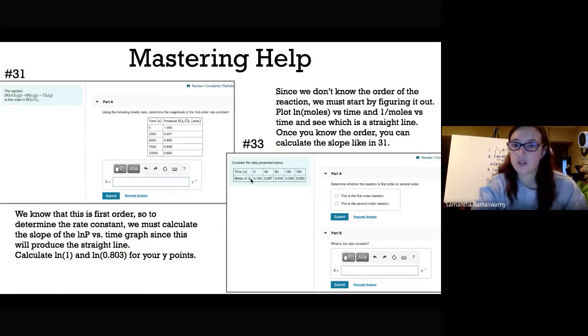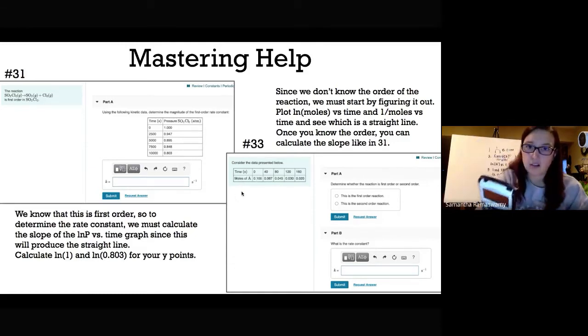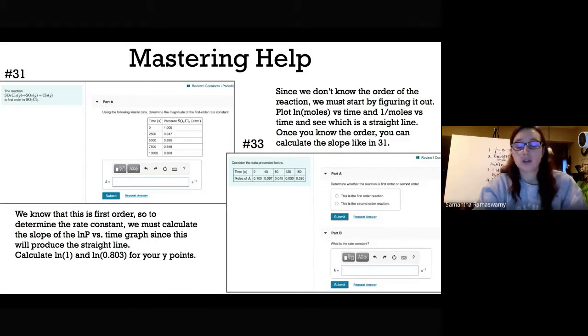Normally we would do concentration, but they didn't give us a volume, so we just have to use moles. So when you have natural log versus time, make a graph. Whether you want to make the graph in your calculator or you want to use Google Sheets, make a graph of ln of moles versus time and 1 over moles versus time. Whichever one gives you a straight line is your order. And then to find the rate constant, you just need to find the slope of that line.